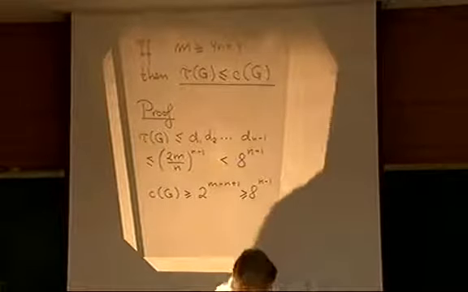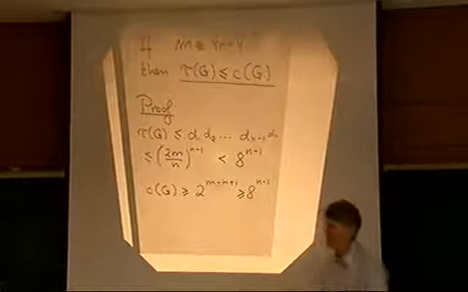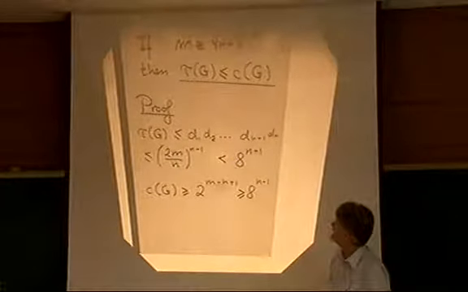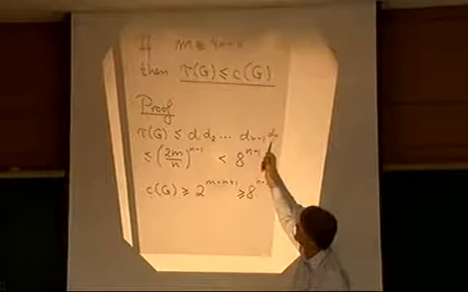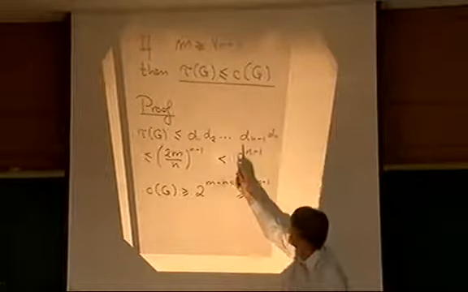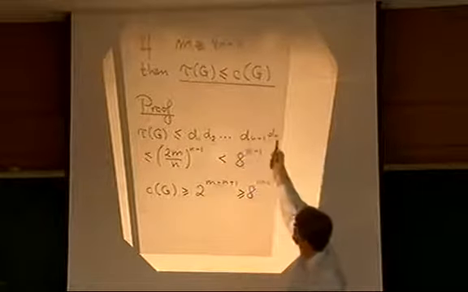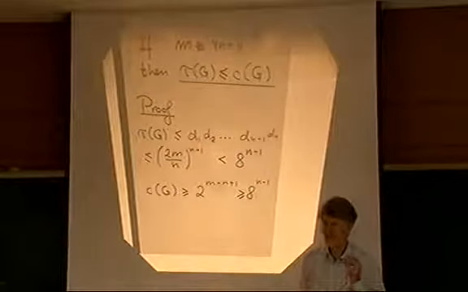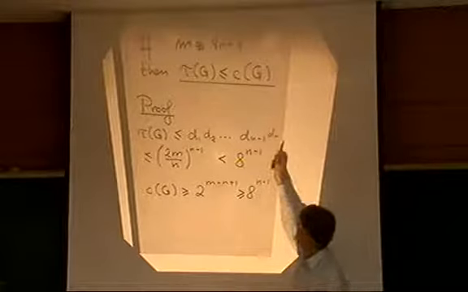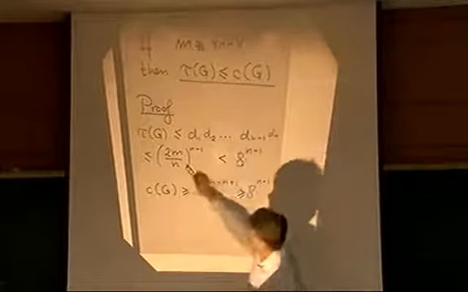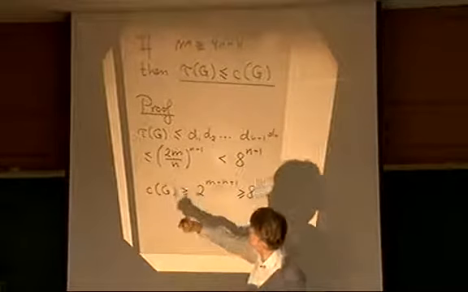And it's still true if I add the last degree, isn't it? I mean, if I have an inequality and I add the last degree, it's certainly still true. And what can we say about this product? Well, we know what the sum of these degrees is. That's twice the number of edges. And therefore the average of these numbers is twice the number of edges divided by n.